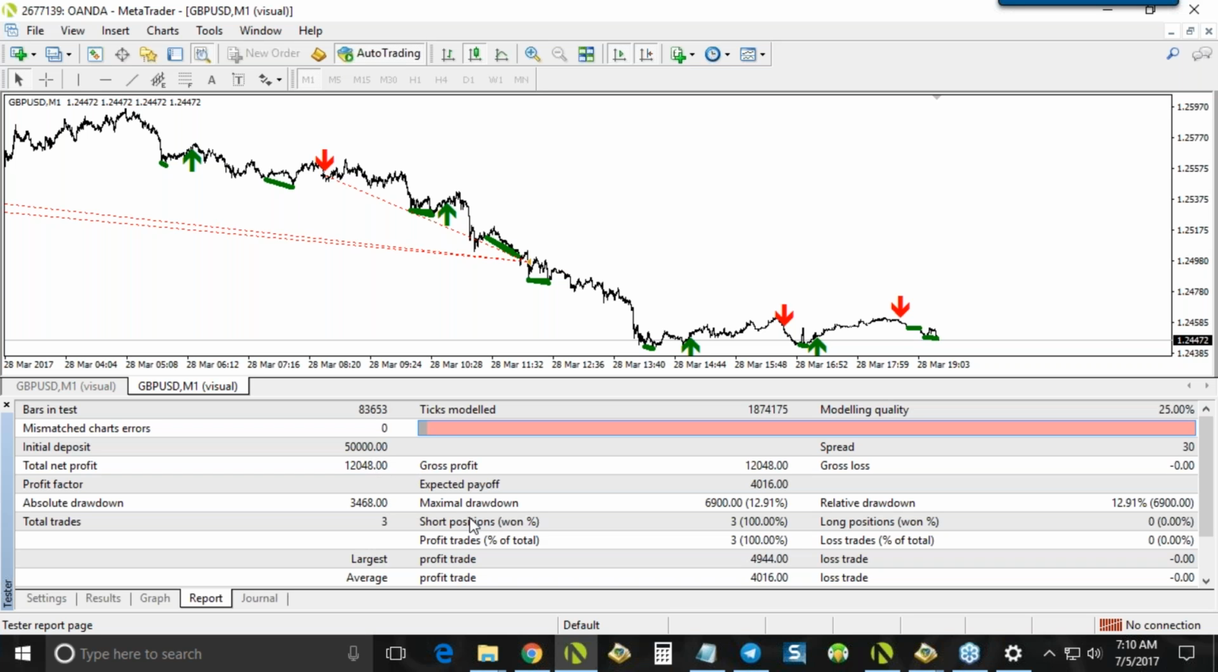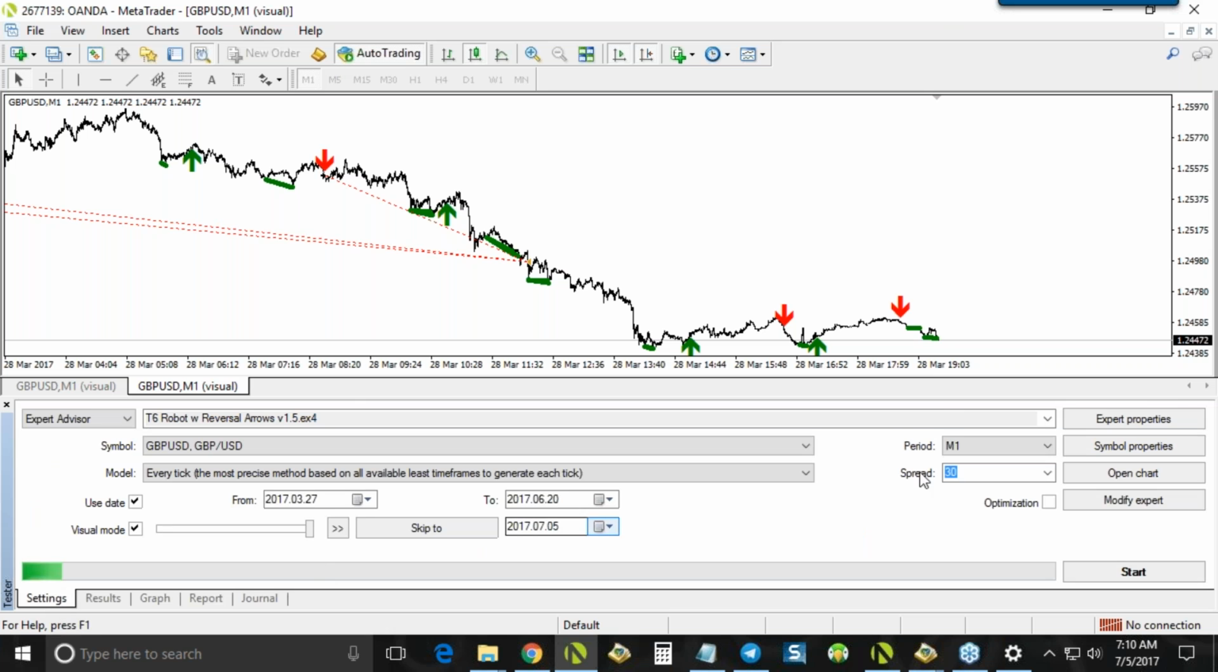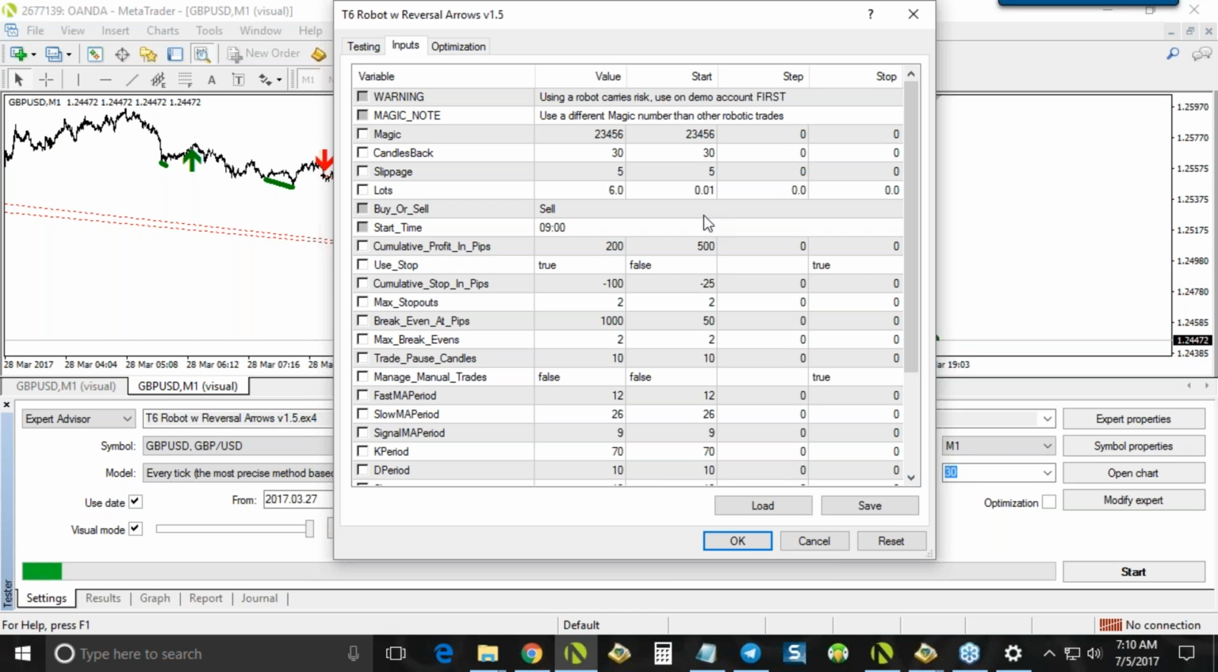Now, this is a little bit strange to me, Wes. Can we look at the settings on this? Sure. Now, if our cumulative stop is 100 and we just lost $10,000, and our cumulative win is 200, shouldn't our profit have been at least 20,000? No, we stopped out twice. Stopped out twice. Yeah, that's why they pay Wes the big bucks.